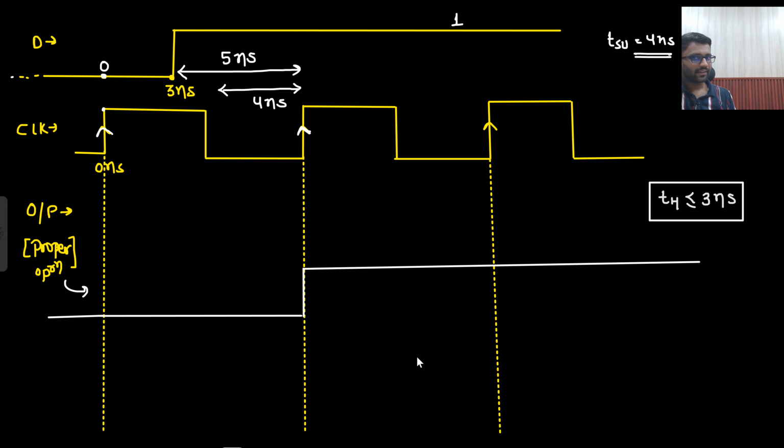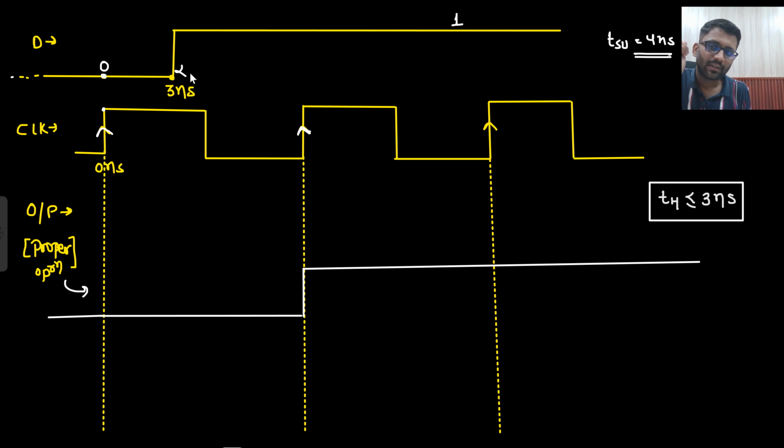So what did you understand here? That the clock needs at least 4 nanosecond of margin here, such that your input remains stable for the previous 4 nanosecond.